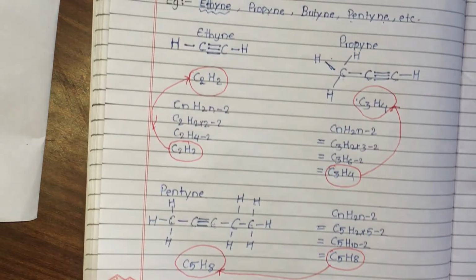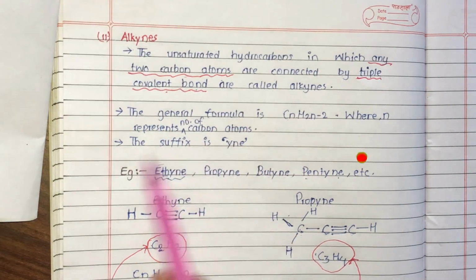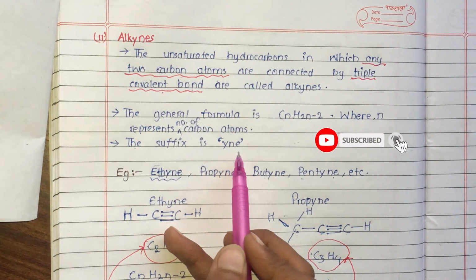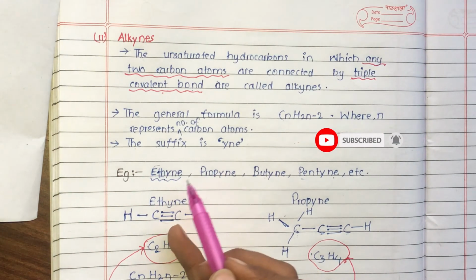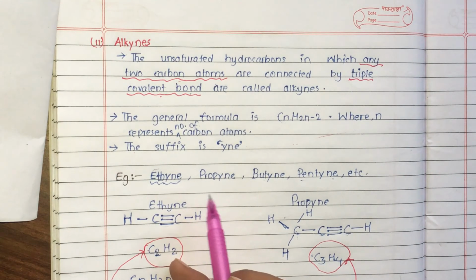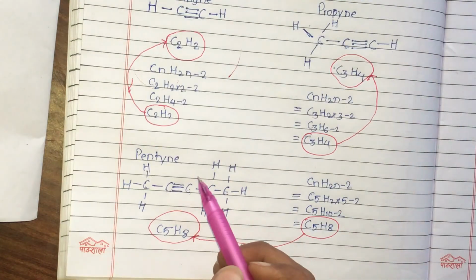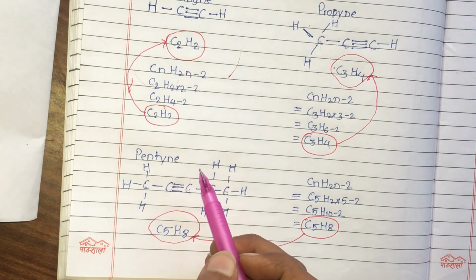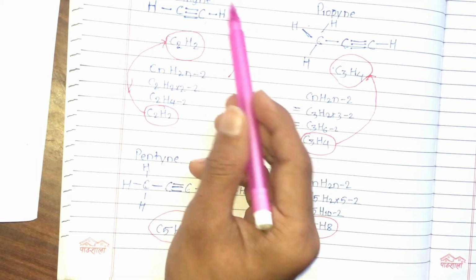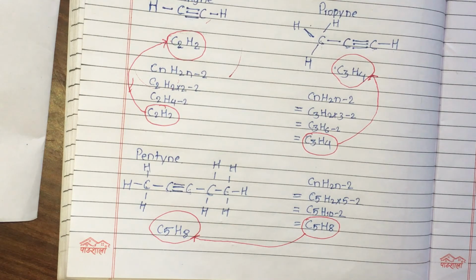In this lecture we have understood the definition of alkynes, the general formula of alkynes, the suffix we use to denote alkynes, examples of alkynes, the structural formula of alkynes, and the application of the general formula. We have also checked the molecular formula both via the structural formula and the general formula. In this lecture only this much. In another lecture we'll discuss the IUPAC system and other topics.